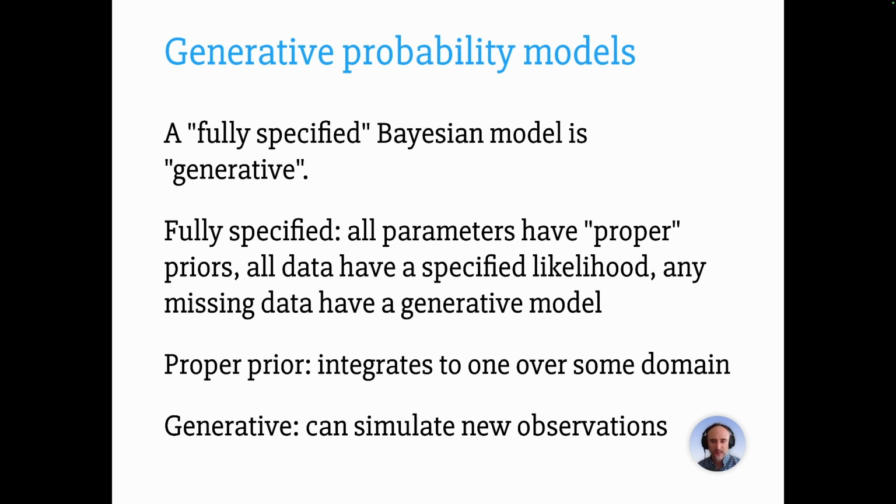Fully specified means that all parameters have proper priors, all data have a specified likelihood, and any missing data have a generative model. Proper prior, which we talked about last week, means that the prior integrates to 1 over some domain, and generative means that it can simulate new observations.